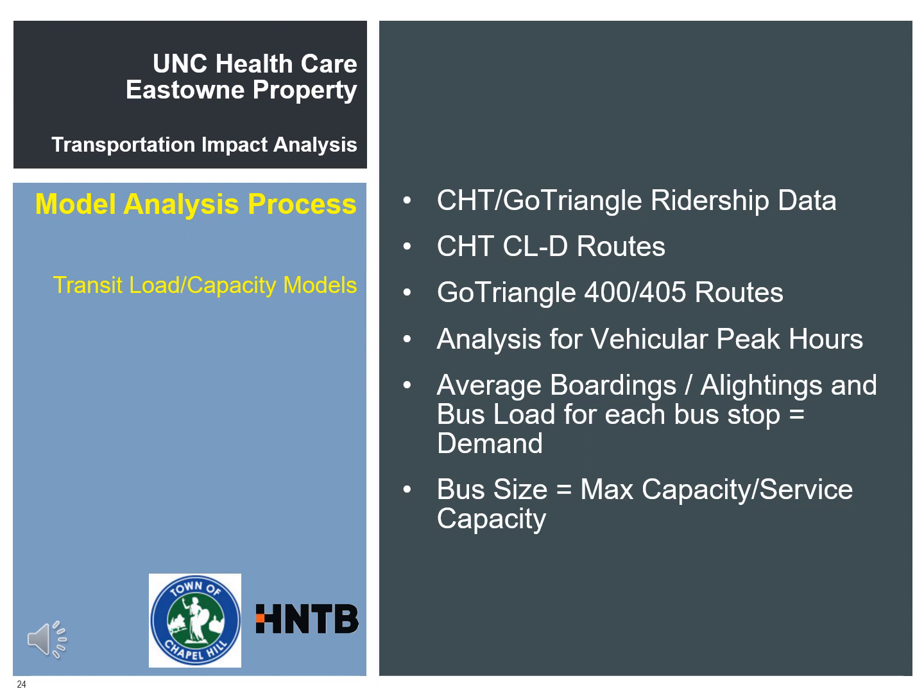We take the ridership data that we get for routes that Chapel Hill Transit or GoTriangle provide, nearest the site, and we take an analysis that includes the transit ridership, boardings and alightings for a vehicular peak hour in the morning, noontime, and PM. And we look at each bus stop and assess that data and accumulate that data and compare that to the typical capacity provided by a bus.